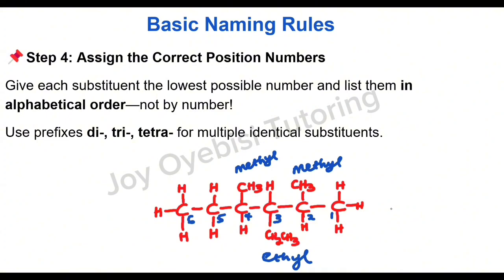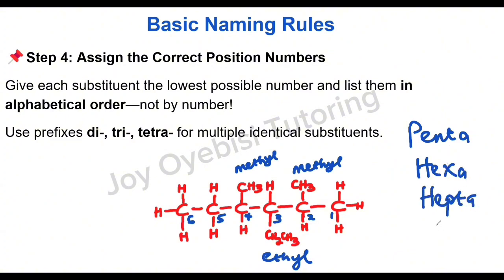Now, when you move on from 4 to 5, it follows the same prefix that we learned before. So pent for 5, but for multiple identical substituents it is going to be penta instead of pent. 6 is hexa. 7 is hepta. So instead of hept, it's hepta. Octa for 8, nona for 9, and deca for 10. Okay, so that's the major difference, the A at the end.